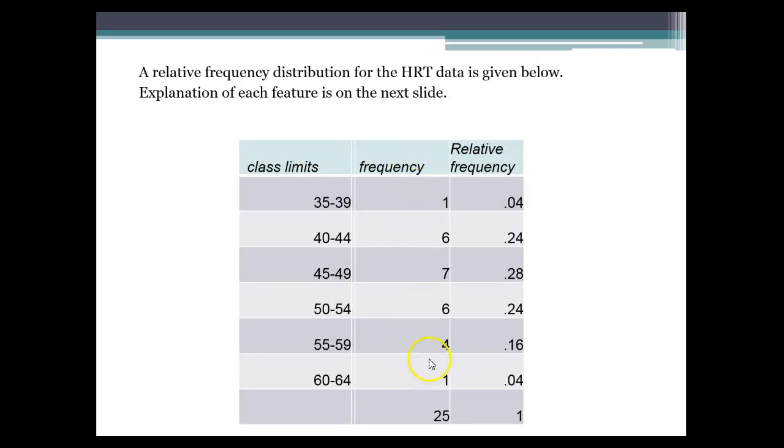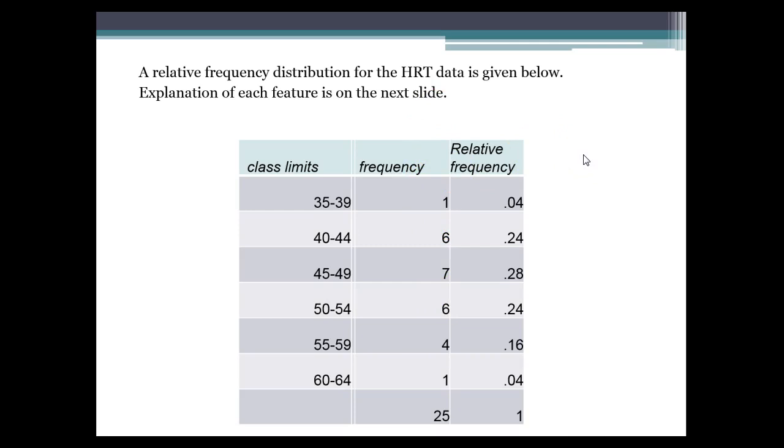We get the frequencies just by counting, and then to get the relative frequencies, there's 25 women in the sample, so we did 1 divided by 25 to get 0.04. We did 6 divided by 25 to get 0.24, etc. Okay, so this was just the percentage out of the total.